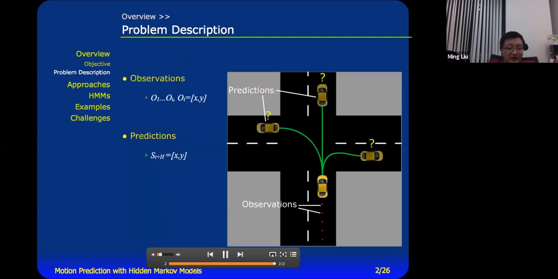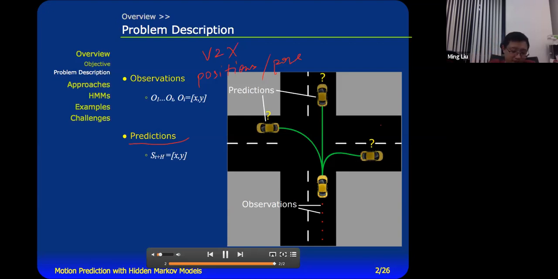So what you observe is from your sensor. The sensor can be LiDAR or a camera on the vehicle, and can also be something from a V2X device. What you observe is the positions, or you call them the poses if you include the heading of the vehicle. And another thing you have is the prediction, where the vehicle will be next.